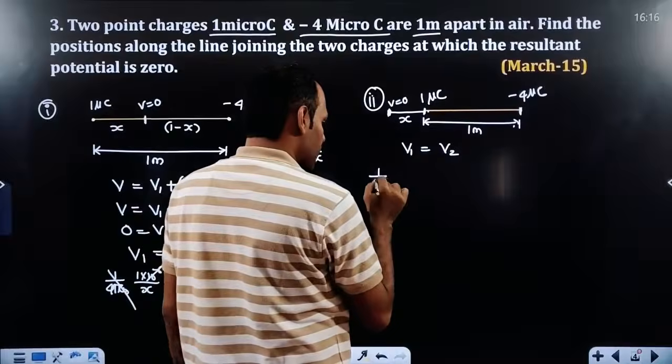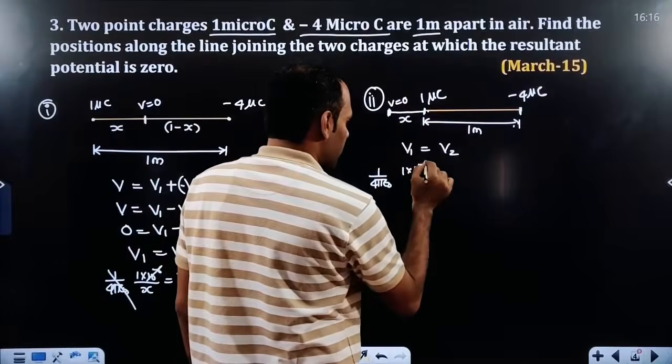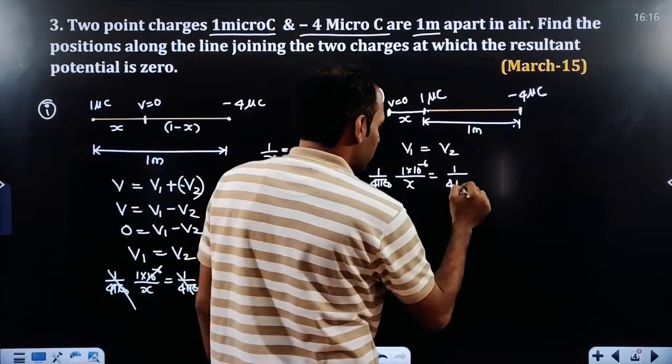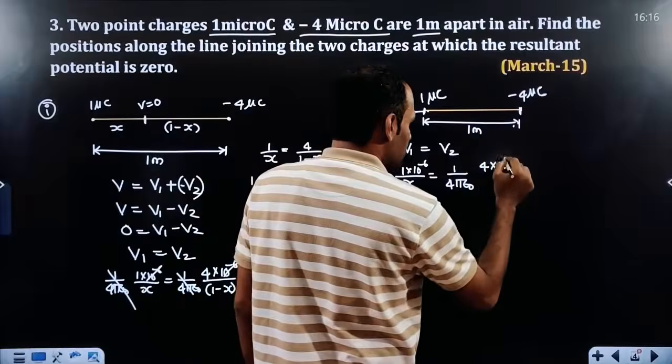So V1 means it is 1 by 4 pi epsilon naught Q1, that is 1 micro, divided by its distance x, equal to 1 divided by 4 pi epsilon naught Q2, that is 4 micro, 4 into 10 raised to minus 6.